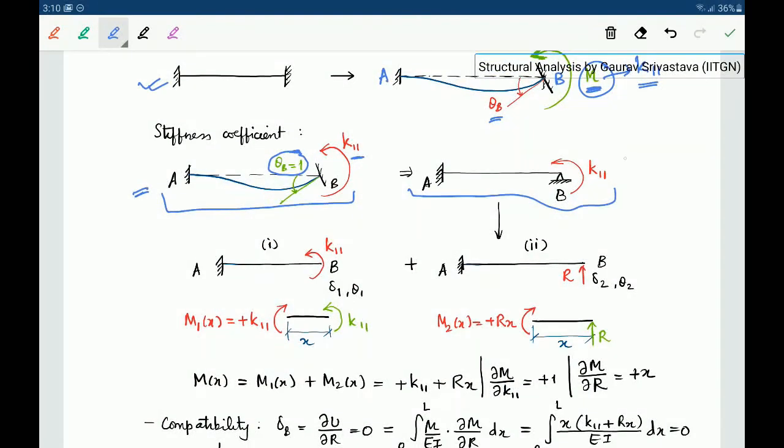Okay, so now this is a statically indeterminate problem, and we can use, let's say, the force based methods to find out K11. Now it may appear a bit redundant at this point that we were using a displacement based method, but then to find the stiffness coefficients we are using a force based method, but that is only transitory in nature.